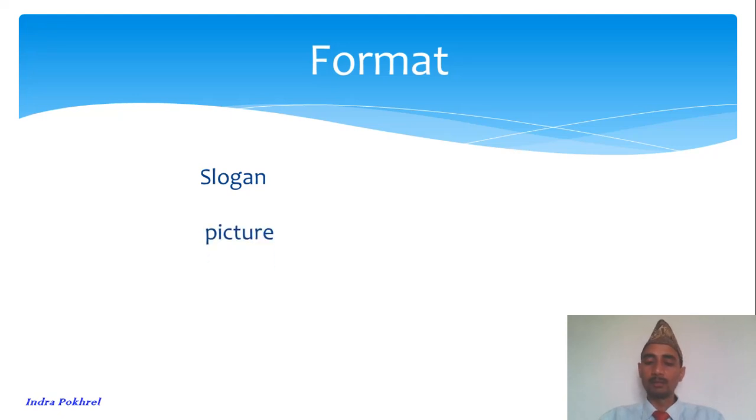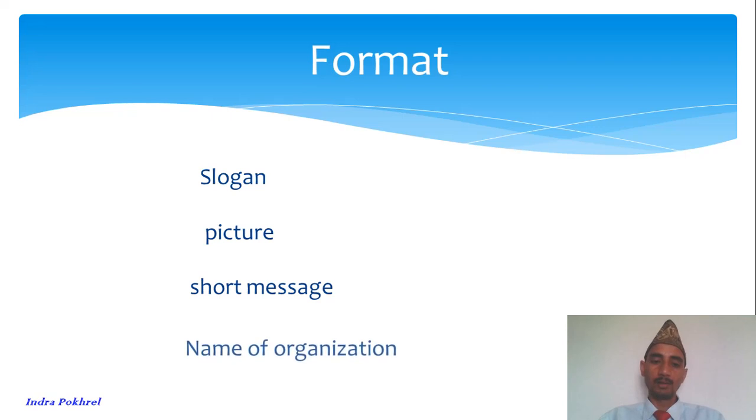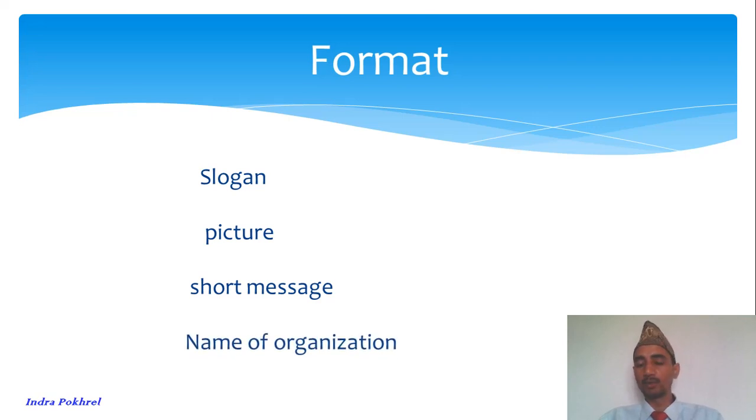Then the second part involves the picture. You can create the picture here, so that the picture speaks 1,000 words, right? So if you draw a whale picture, then the picture also will communicate the message. Then third, you can put the words as the message. You can create short messages, maybe in point form. Next, the name of the organization. So usually we have four parts here: slogan, picture, short message, name of the organization.